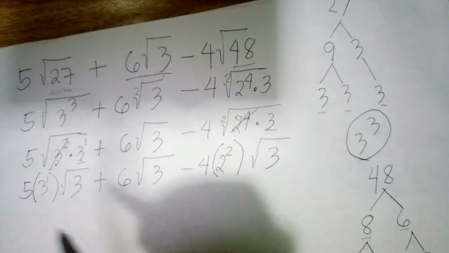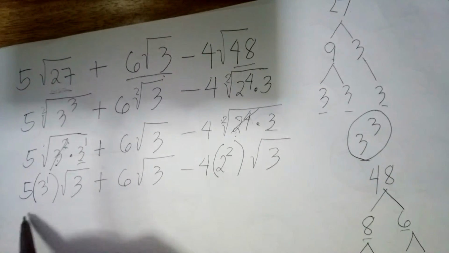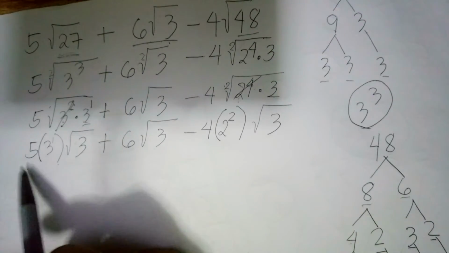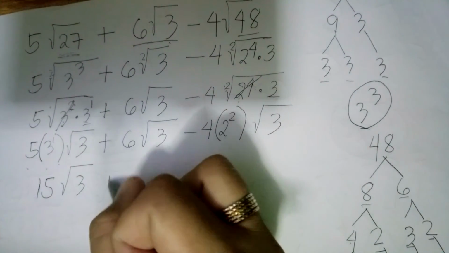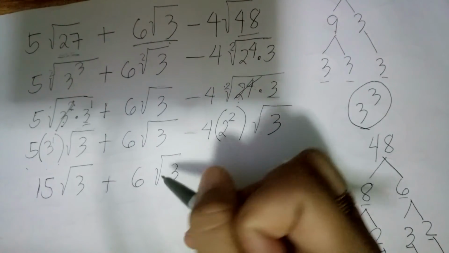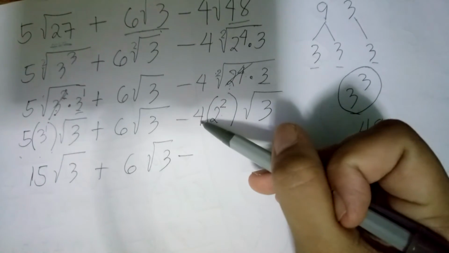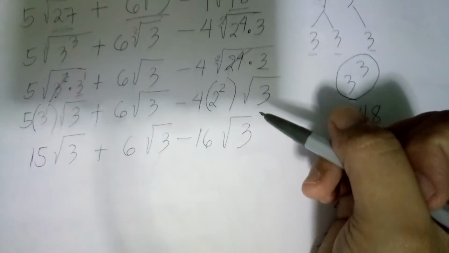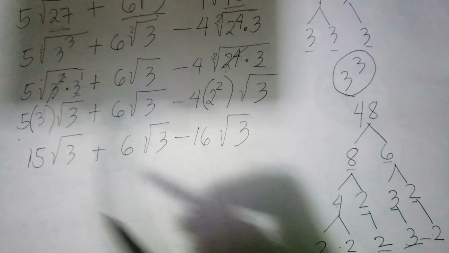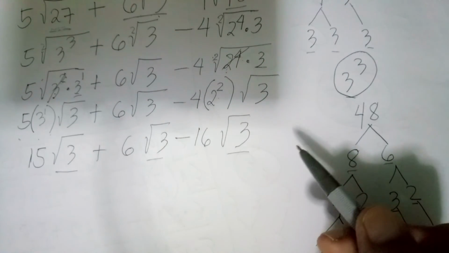So finally, we are going to multiply the things that are outside the radical sign, or what we call the coefficients. We have 5 times 3. 5 times 3 is equal to 15. You copy square root of 3, plus 6 square root of 3, minus, for this one, 2 squared is 4. Multiply it by 4, that is 16 square root of 3. Finally, they now have the same radicals. So they are now like radicals.